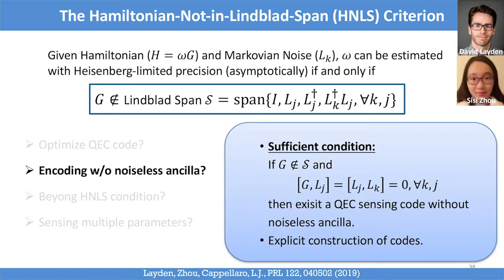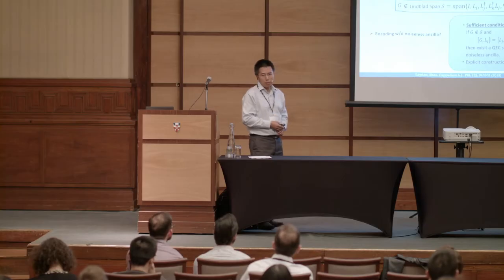The second question is: can we do the encoding without ancillas? In the setting, I said we assume we have noiseless ancillas and ultra-fast operations. Actually, in certain cases we don't need ancillas at all. At least a sufficient condition is that if the jump operators and the generators you want to sense commute with each other, then you don't need ancillas at all. You can just come up with a code word within the Hilbert space that you have to correct those errors.